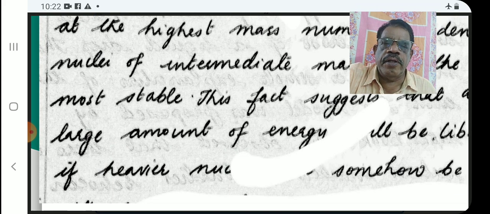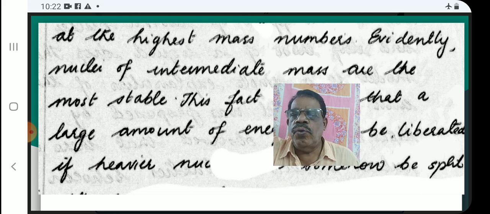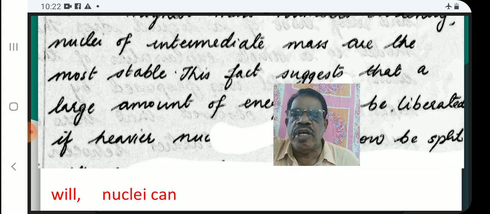This binding energy. Evidently, the nuclei of intermediate mass are the most stable.